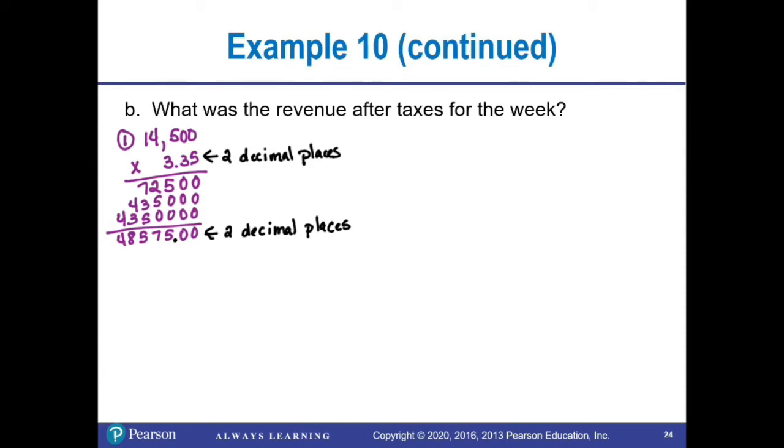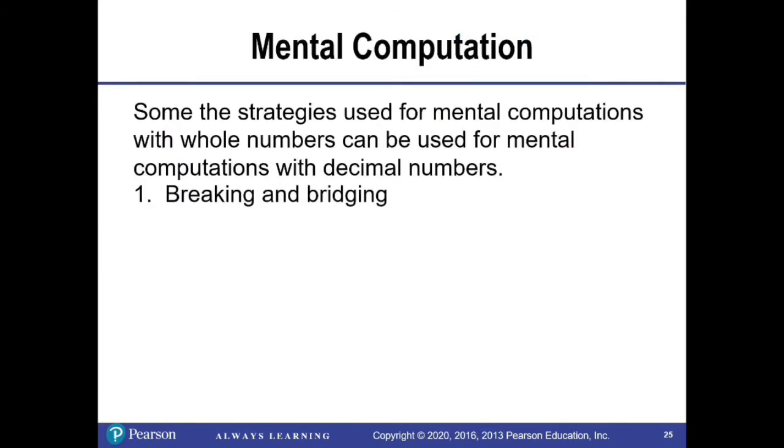So the gas station brought in $48,575 that week. Now that includes the tax money. So my second step is I take the $48,575 and I subtract the amount that the owner paid in taxes, which was $1,595. And we get $46,980.